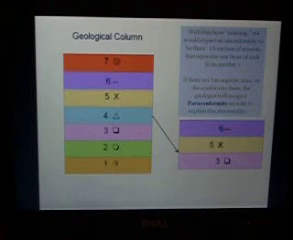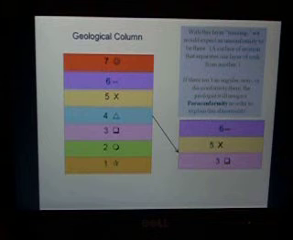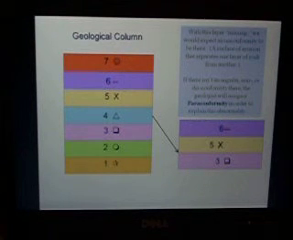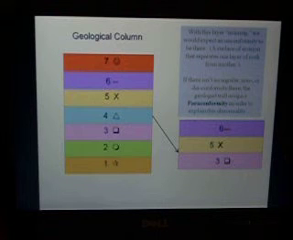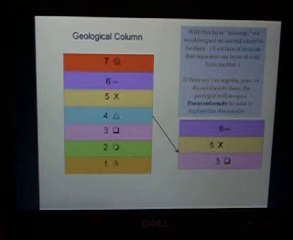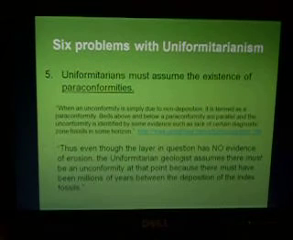Try and understand that what's happening here is they're trying to force this to fit into the geological column. And even though there's no evidence that layer 4 was there and eroded away, they're assuming that that must have happened because the geological column must be correct. And if there is no evidence of it, we'll just call it a paraconformity to explain it away.